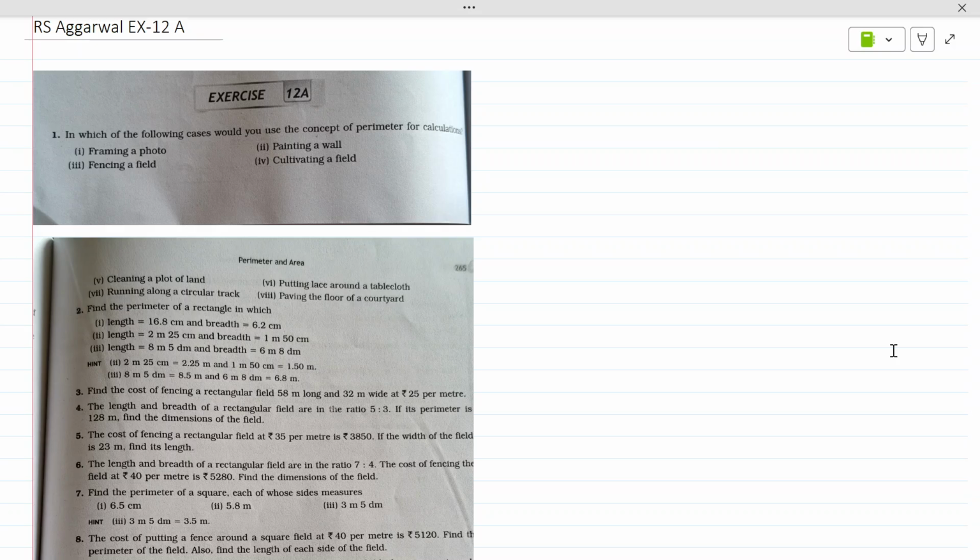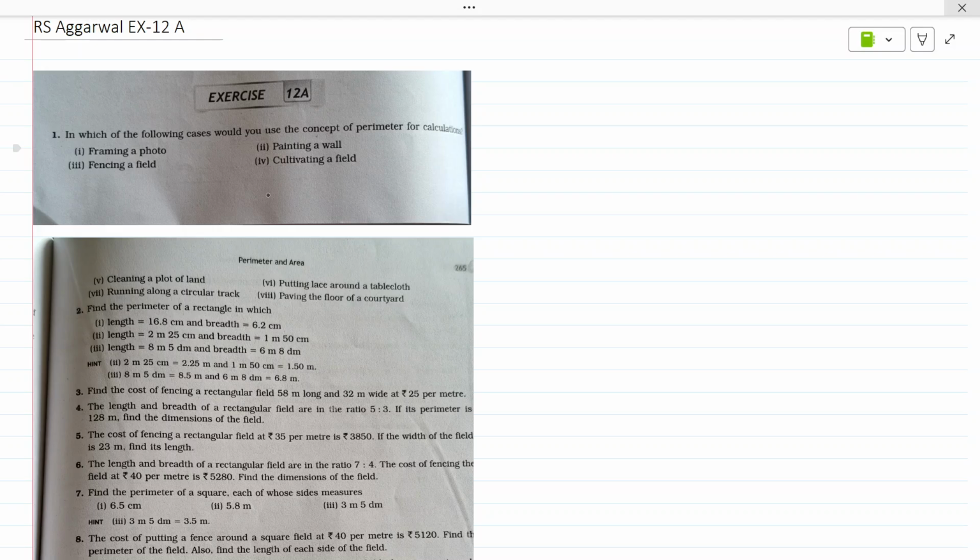Let's pick these questions fast because most of the questions are there in the Ganita Prakash book only. Okay, so the first question is, in which of the following cases would you use the concept of perimeter for calculations? So basically we are given some options and we have to see where we are going to use the concept of perimeter. Okay, and now we know what a perimeter is.